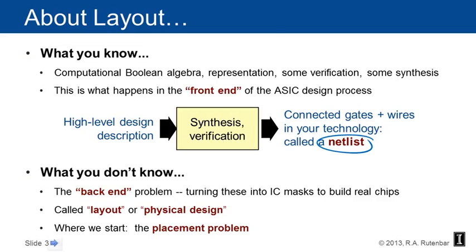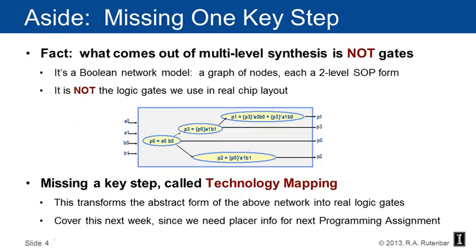But to do that, I need to back up just a little bit. So in honest fact, there's one missing key step. What comes out of multi-level synthesis is not actually gates. It's a Boolean network model. It's a graph of nodes, each of which is a two-level sum of products form. As I'm showing here, I'm picking one of the pictures from one of the assignments for this class and just showing it here. What comes out of multi-level synthesis is actually not logic gates.